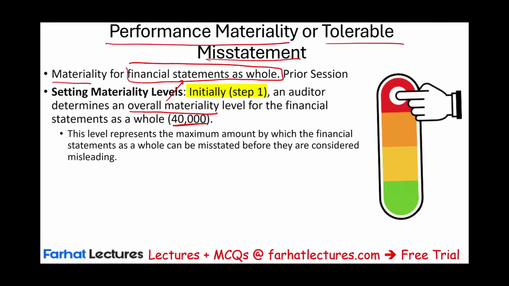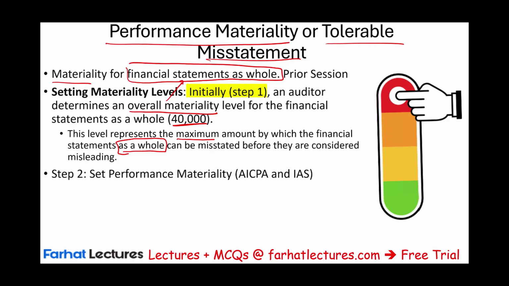This level, this 40,000, represents the maximum amount by which the financial statements as a whole can be misstated before they are considered misleading. So 40,000 is that statement that for the whole financial statement, as long as the error is less than 40,000 individually or in aggregate, then we could live with it. Great. In this session, we're going to set what we call the performance materiality.